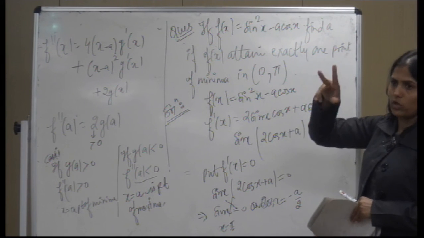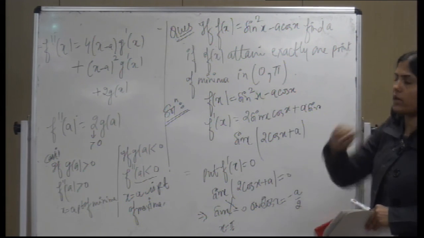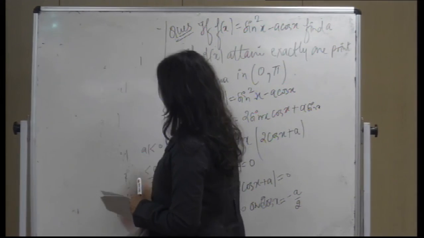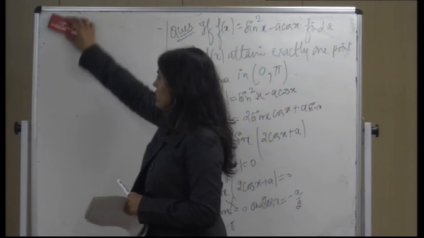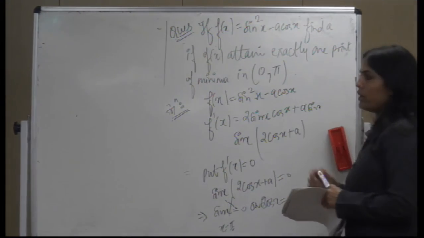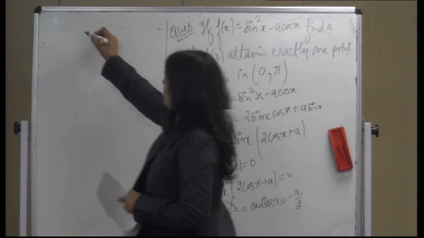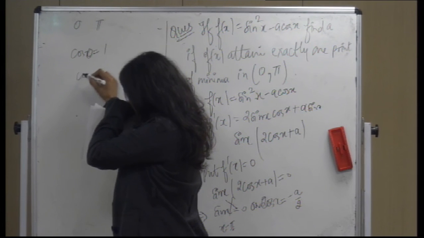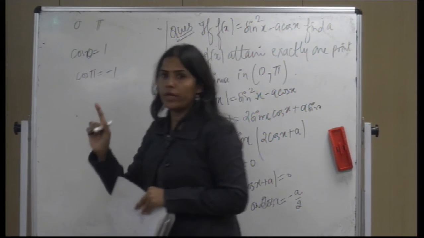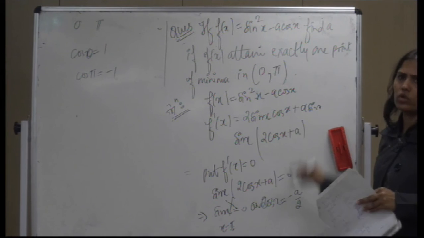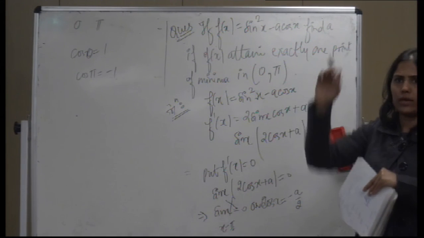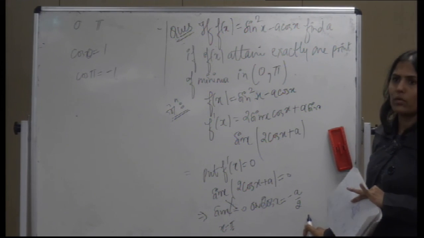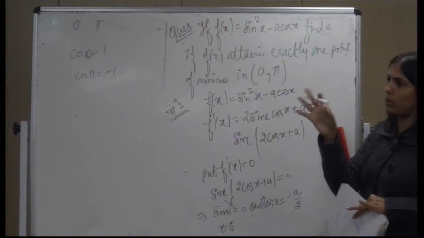So cos x takes values for x between 0 and pi, between cos 0 and cos pi. And you know that cos also lies between minus 1 and 1, so this value will lie between minus 1 and 1. All agree? Because I don't know exactly what value this has, but I know it will lie between minus 1 and 1.